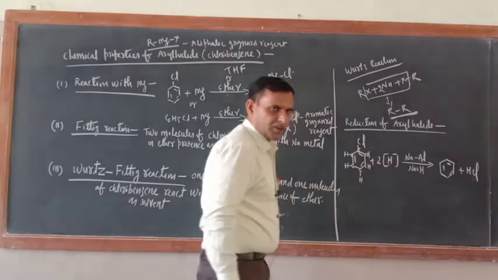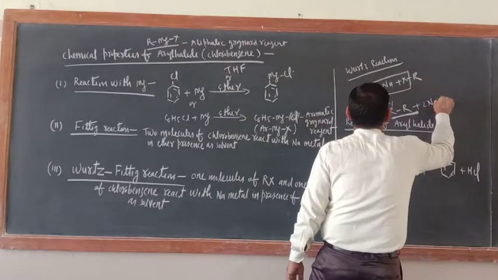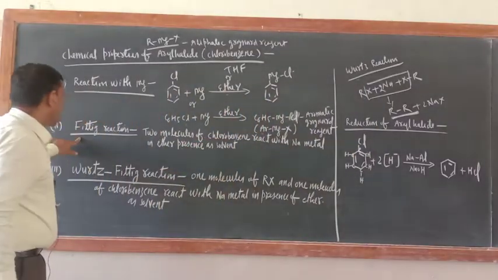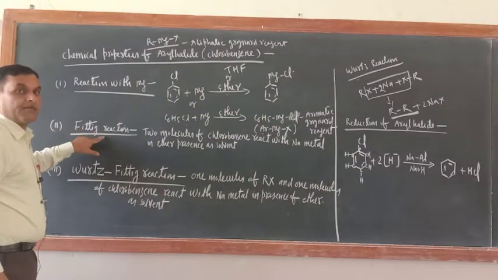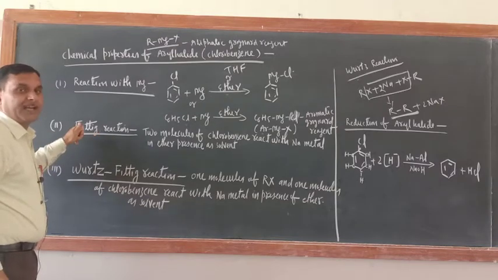Alkene was the product, plus 2NaX, that is the product of Wurtz reaction. So in place of Wurtz reaction, here Fittig reaction is there. Fittig, F-I-T-T-I-G, not fitting, Fittig reaction.